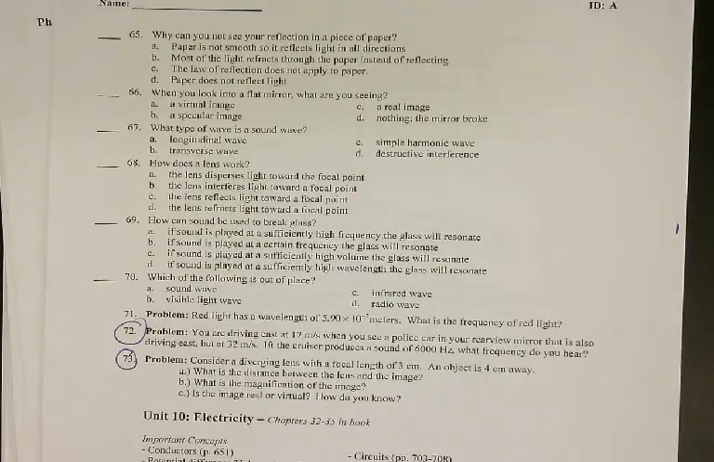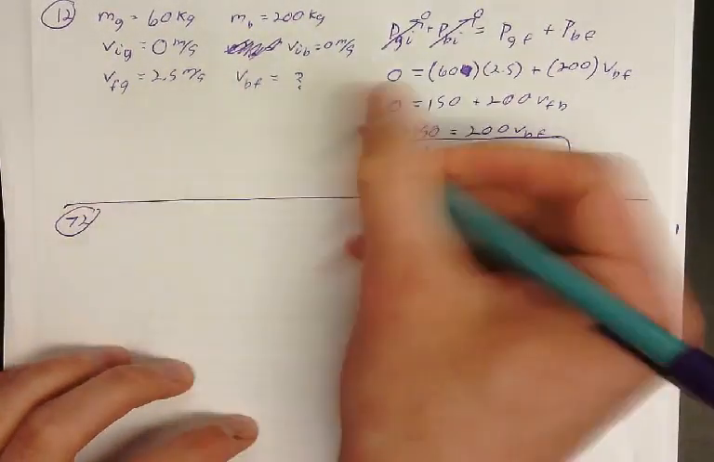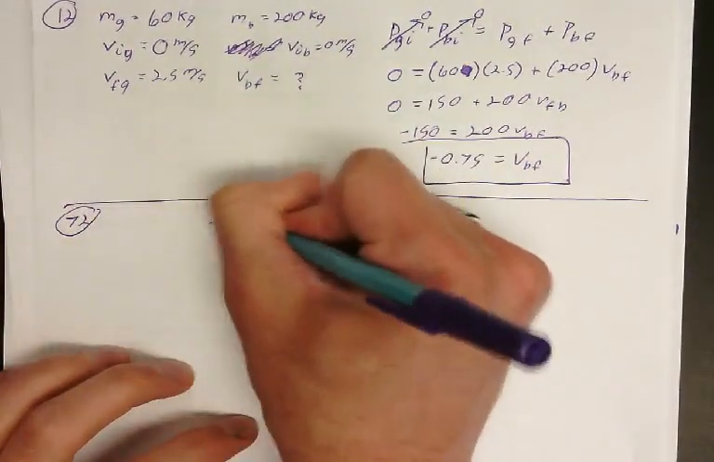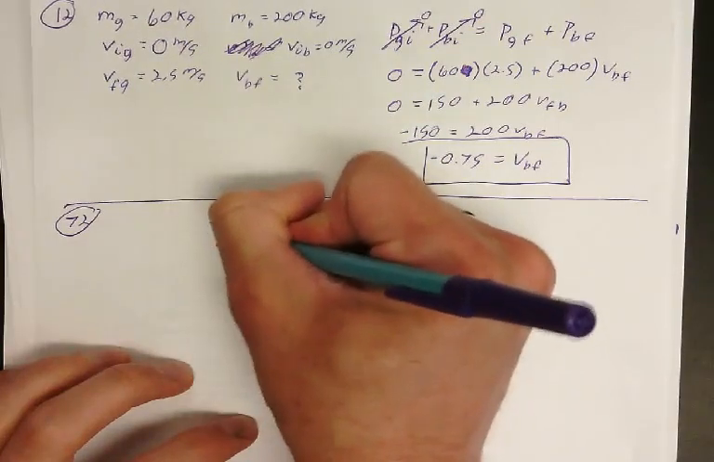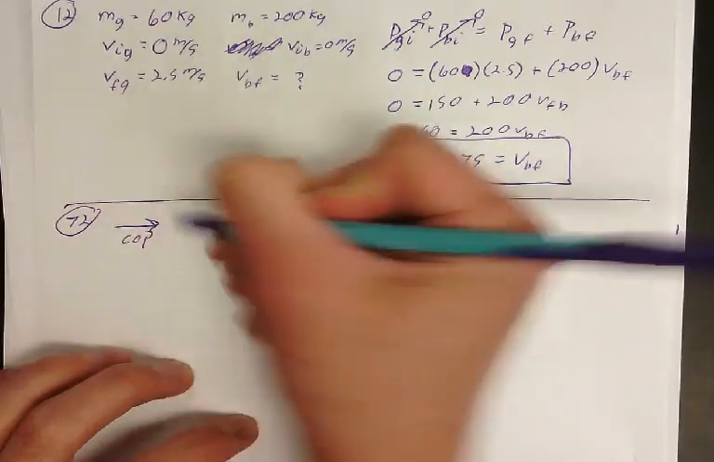72, you're driving east at 17 meters per second. You see a police car in your rearview mirror that's also going east, but at 32 meters per second. If the cruiser produces a sound of 6,000 hertz, what frequency do you hear? So, here is you driving east. Police car is behind you, also driving east.